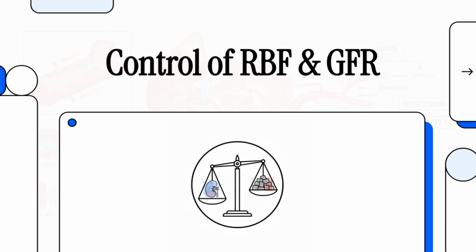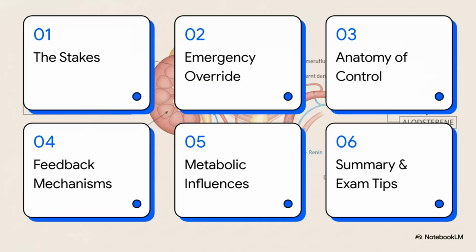Welcome, second-year med students, to this explainer on renal physiology. Today, we're going to master the delicate balancing act of renal blood flow, or RBF, and glomerular filtration rate, GFR. We're looking at how the kidney makes sure you don't literally pee your entire blood volume away when your blood pressure fluctuates. It's an absolutely brilliant piece of biological engineering, and by the end of this, you'll understand exactly how it all ticks. Here's our roadmap for this explainer.